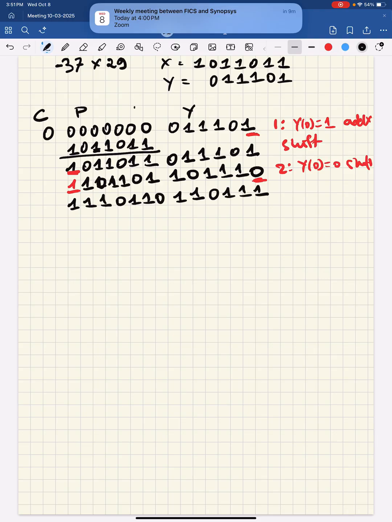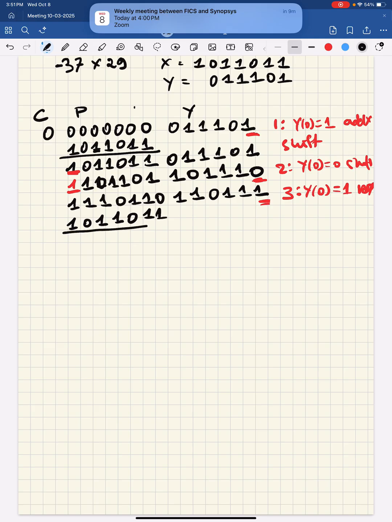So the third iteration, y0 is equal to 1, we'll add. So we add the value of x, which is 1, 0, 1, 1, 0, 1, 1.